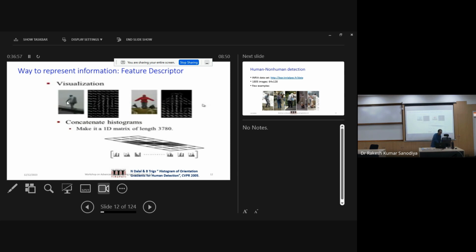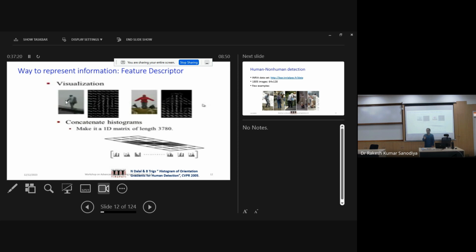Hope you are able to see my pointer. So if I take a region, the dominant angle is essentially got by histogram. If I take a histogram of angles, I get the dominant angle. That is what is essentially done in histogram of orientation gradients for feature extraction.